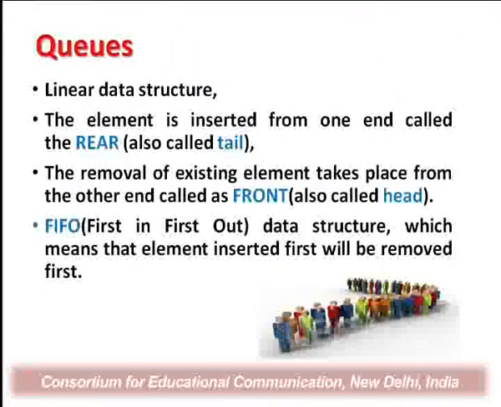Coming to the next data structure, which is queue. Queue is also a linear data structure. Elements are arranged inside the memory in continuous locations, one after another in a particular order. An element is inserted from one end, which is called rear. It is also called the tail end, and the removal of an existing element takes place from the other end, which is called front end, or also called head.